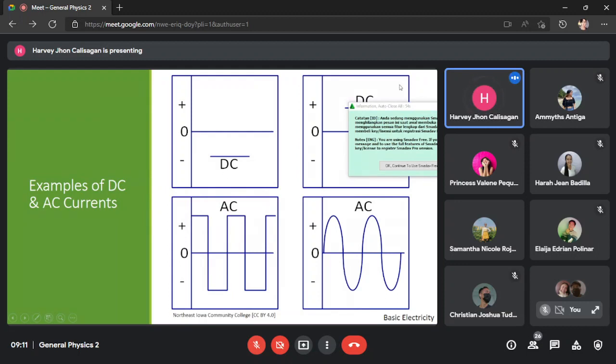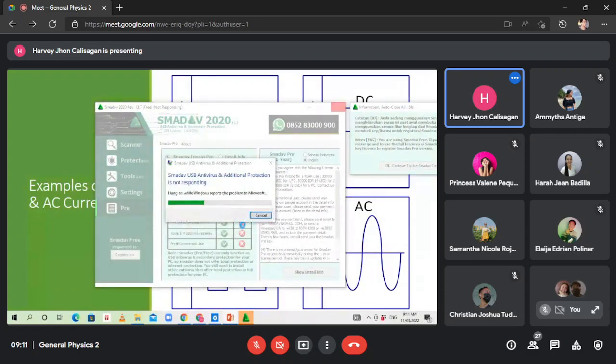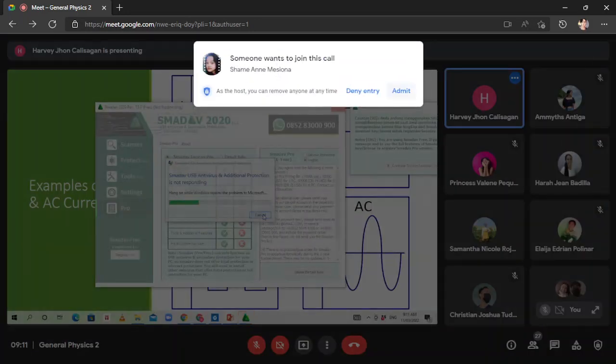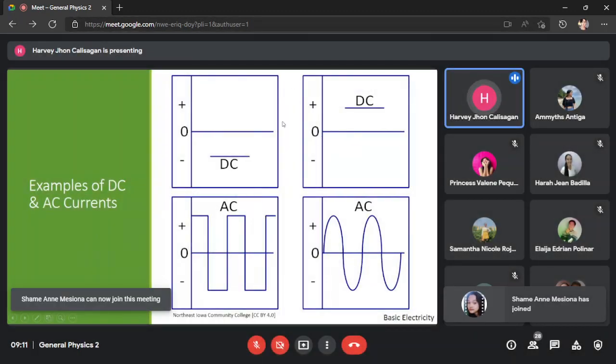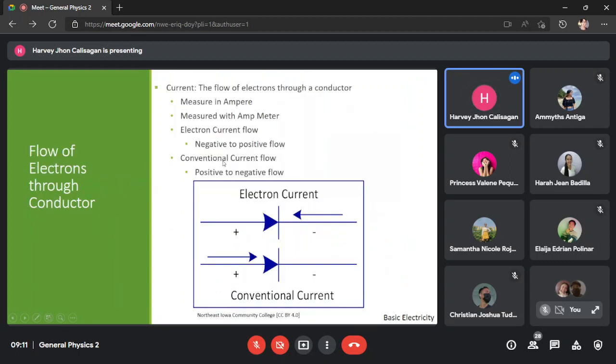So try to look at this picture. This is how we illustrate the direct current and the alternating current. The name itself represents this illustration. Now let's talk about current, since we keep on talking about direct and alternating currents.